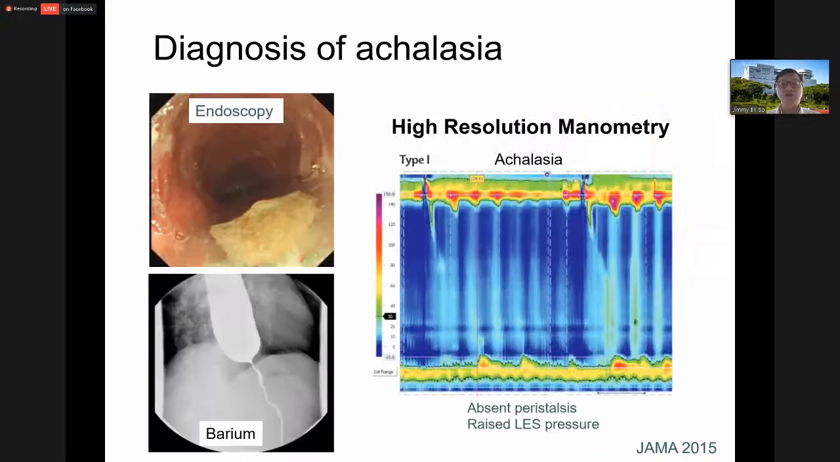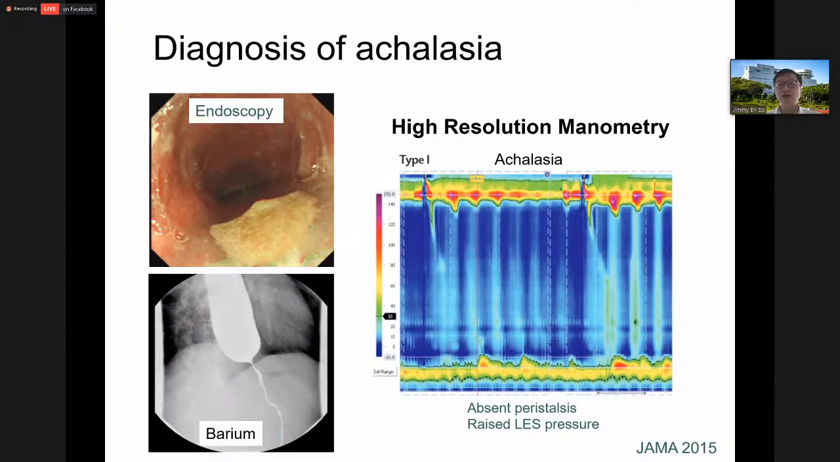The diagnosis for achalasia usually starts with endoscopy to exclude organic obstructions. And for patients with achalasia, you will see a dilated esophageal lumen with fluid retention, but there are no mucosal diseases. And on barium swallow, you will see a characteristic stricture at the lower end of the esophagus, which is regular compared to the irregular strictures of malignant diseases.